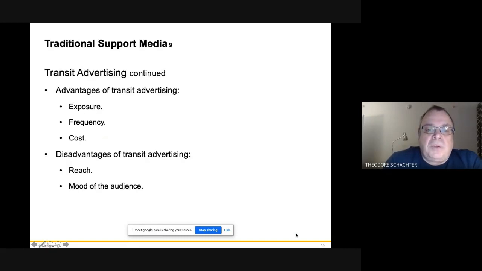So transit advertising has great exposure, lots of frequency, because the people usually have a habit of taking the same trains every day. And the cost, it may not be expensive. It depends when and at what time of the year. And of course, cost depends on your budget as well. So some people may regard it as low cost and affordable. Some people may say, "Whoa, that's really outside my budget." You don't get a lot of reach with transit because again you're reaching the same people. Very rarely do you get new people, and people may not be in the mood when they're on the train.